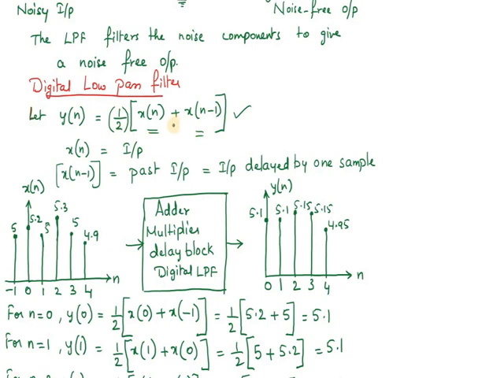So in this equation we have a summation term, so one adder is required. Then we have a multiplication of 1 by 2, so we need a multiplier. Also, to generate x of n minus 1 from x of n, where x of n minus 1 is the input delayed by one sample, we can use a delay block. This delay block generates the x of n minus 1 term. So all of these three components are required to realize this difference equation, which is the digital low pass filter.